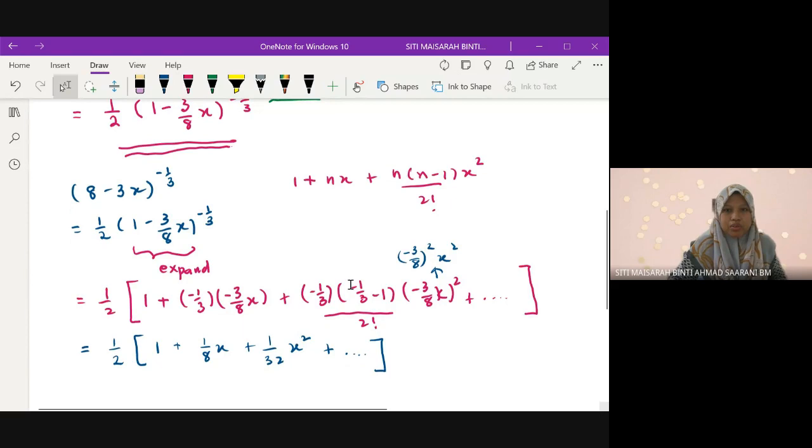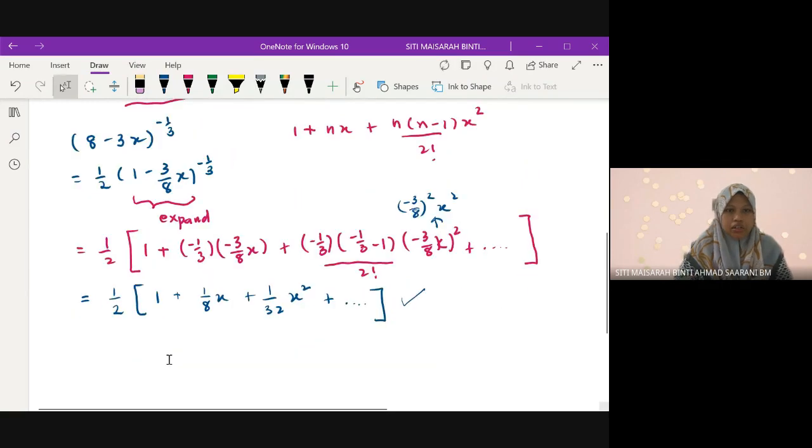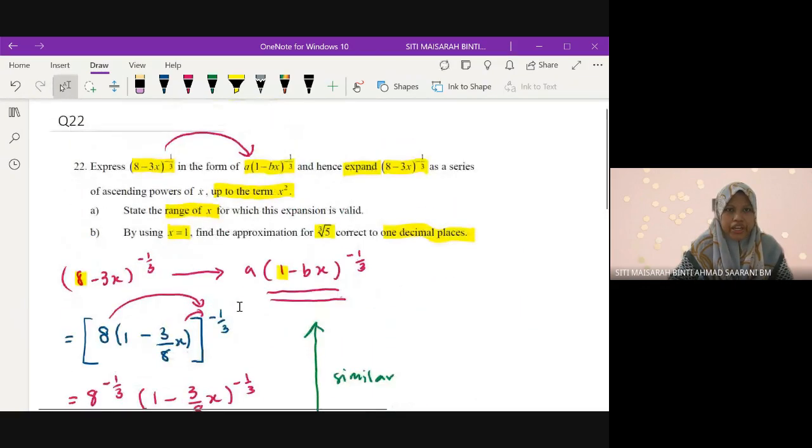Okay, so then akhir sekali sama ada awak nak darab masuk, we want to expand pun boleh, nak tinggal dalam bentuk macam ni pun boleh. So this is setara dengan yang ni. Kalau nak darab masuk pun boleh, tak ada masalah. Okay, so dia nak tinggal macam ni saja. Okay, and then untuk seterusnya dia nak expand dah.